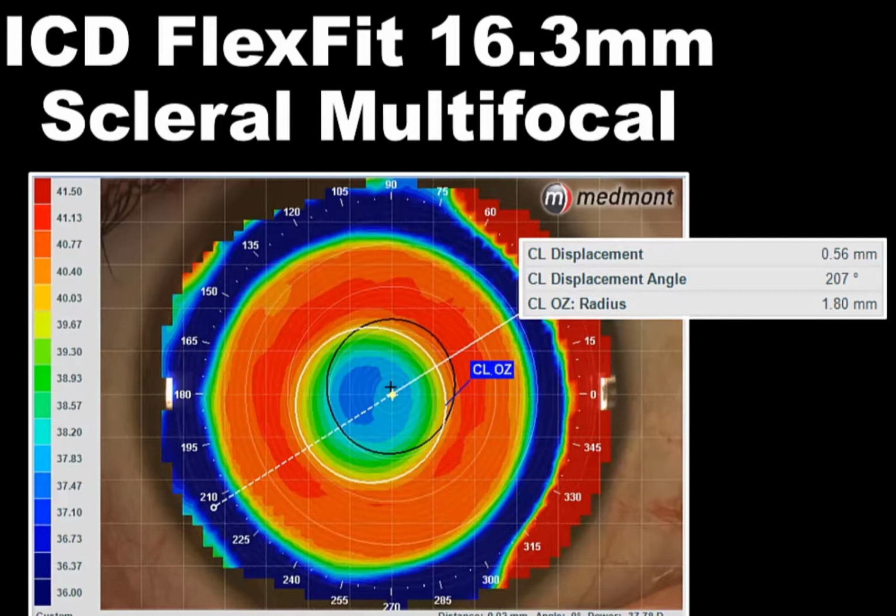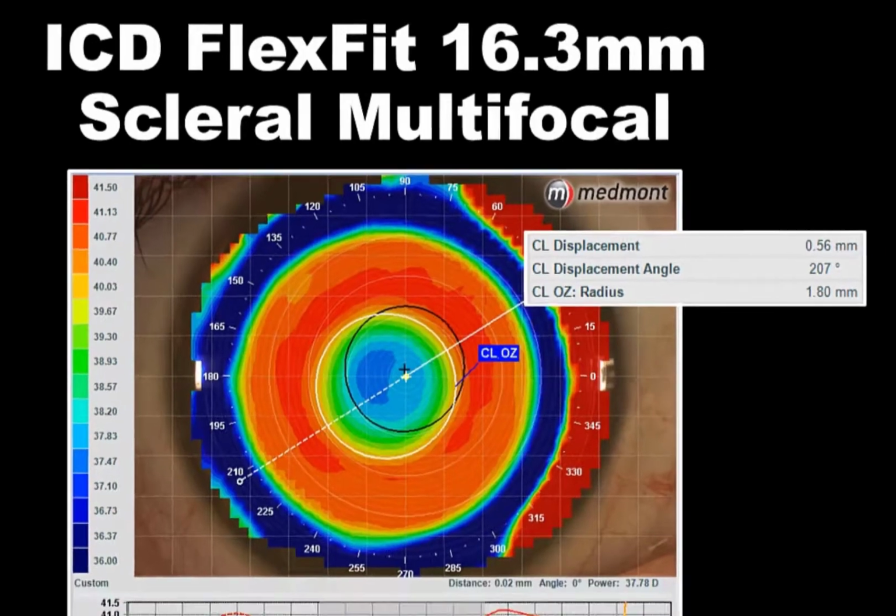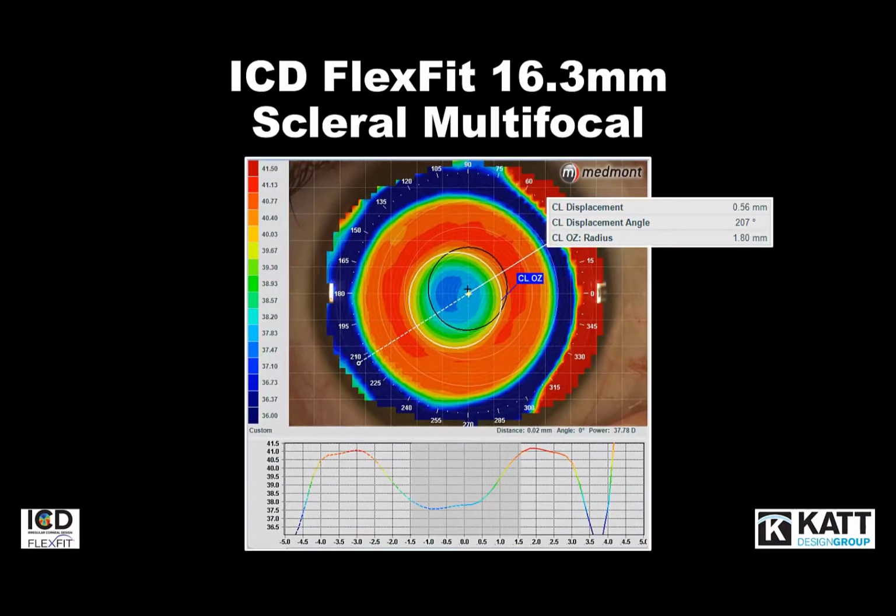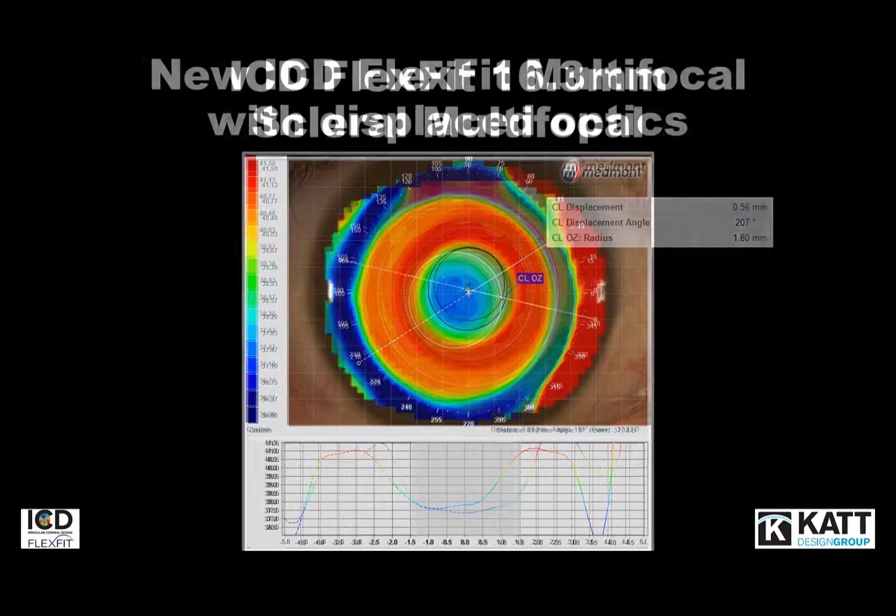We'll simply move the multifocality 0.56 millimeters in the complete opposite direction, 180 degrees opposite to where the lens presently is now. In this case, it's toward axis 207 degrees. We'll move it toward axis 27 degrees to center that multifocality over the patient's line of sight, which is the center of the topography.